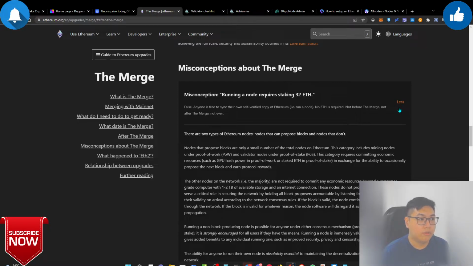And for those who believe in a lot of conspiracy theories about privacy, that big brother is watching and everything, running a node is totally free. You just need a computer and the hardware requirements to basically run the node.